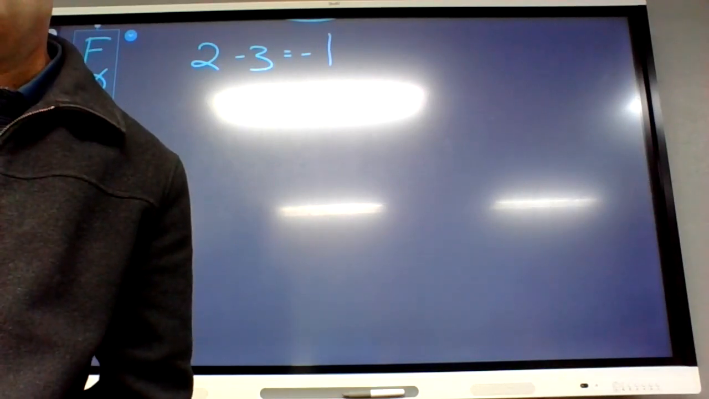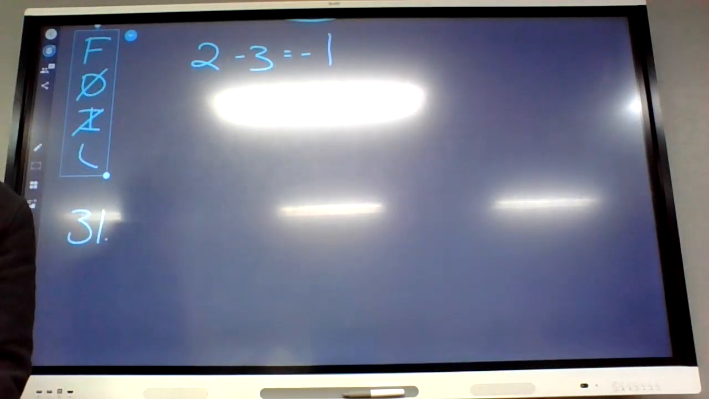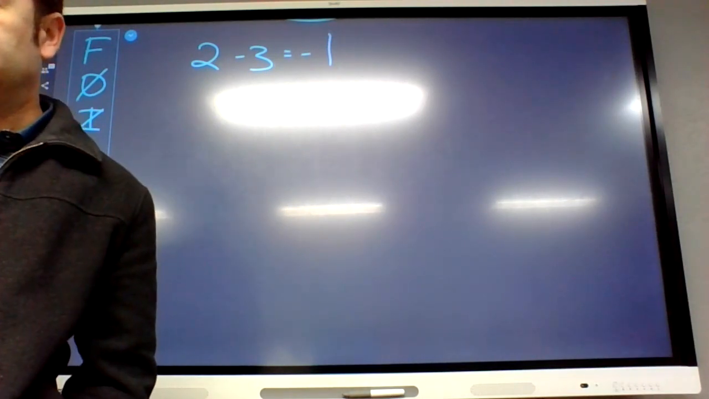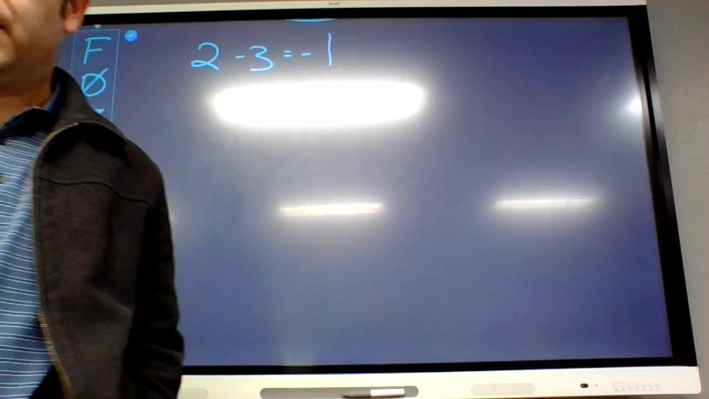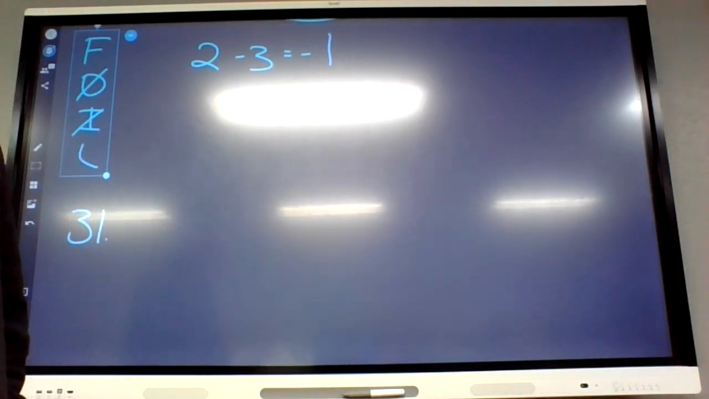Number 30 is a FOIL as well, right? But it is not conjugate, so you just have to do the whole FOIL. Number 31, 6 over 3 plus square root of 2.